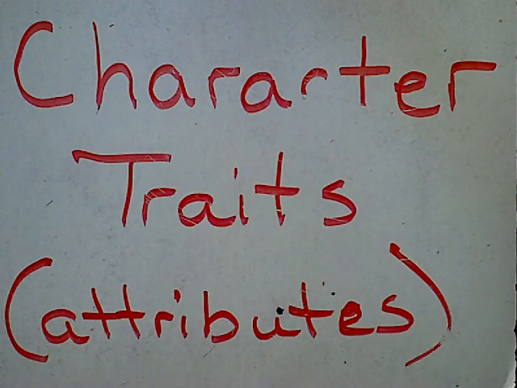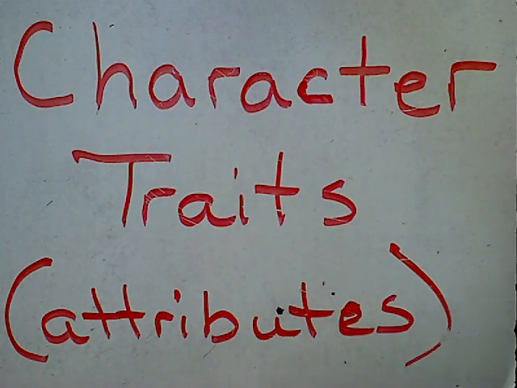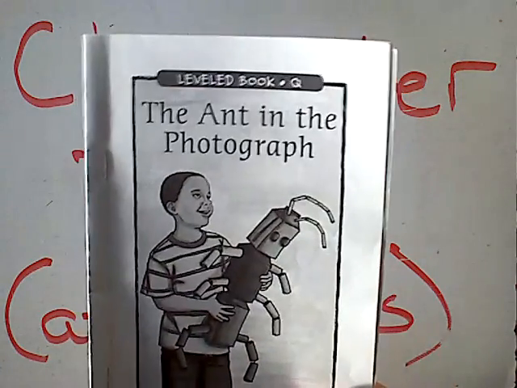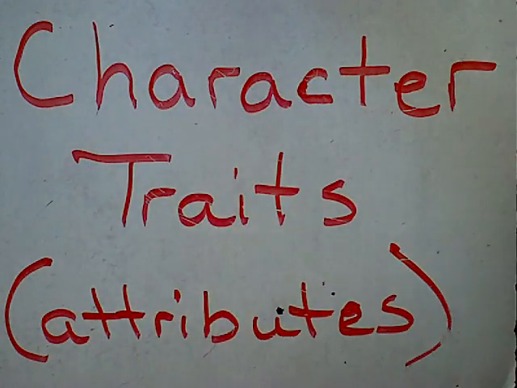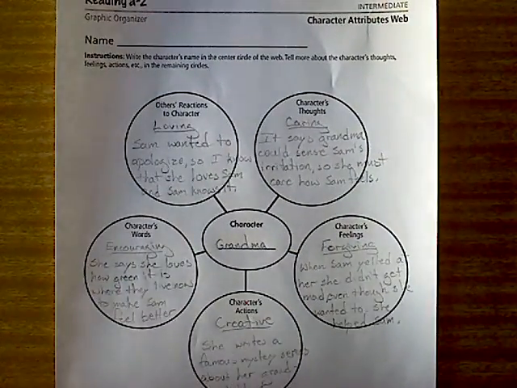Okay, yesterday we started to talk about, at some point, that got a little bit erased there. All right, we were talking about character traits or character attributes, and I wanted you to read the story, The Ant and the Photograph, thinking about that. Now, what you're going to do today is fill in this, but you're going to do it for The Ant and the Photograph.